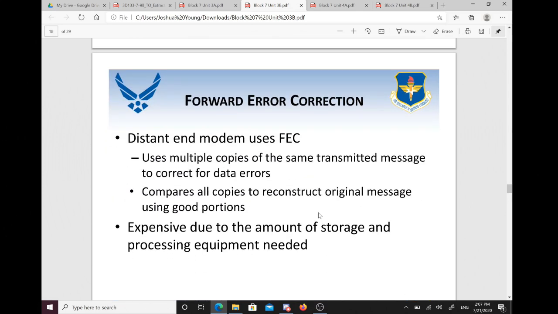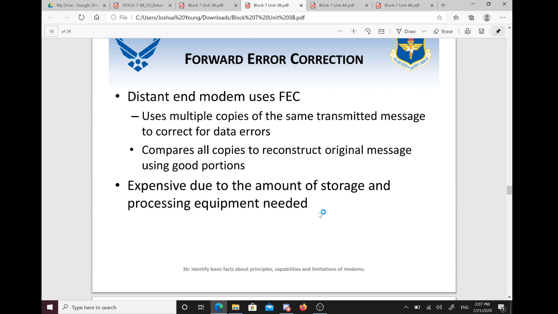Go down to forward error correction. Forward error correction is the distant end modem's job to perform. Forward error correction is accomplished by using multiple copies of the same transmitted message to correct for data errors. So it's expensive due to the amount of storage. So it says expensive because of the equipment that is needed to apply forward error correction to your transmission, if that makes sense to everybody.